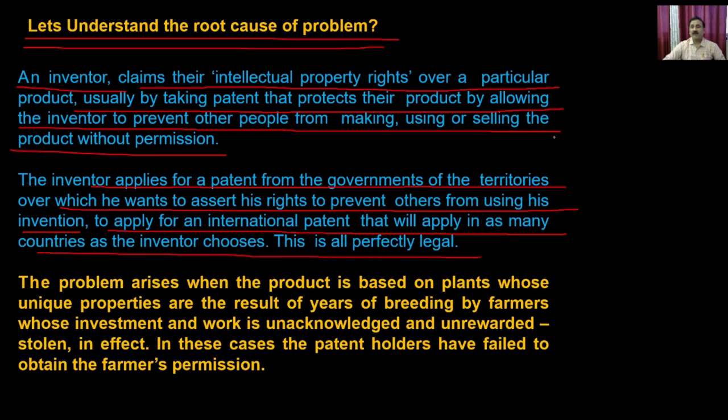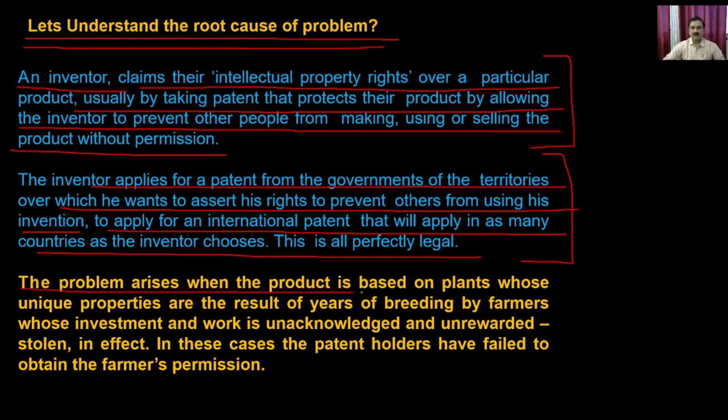This is all perfectly right, which means if you have discovered something new and you want others to use that with your permission, then you apply for a patent to the government, or multiple governments if you want an international patent, and then you are asking others to use it with your permission, which means you are giving the right to many people, and that's how you allow them to use it.